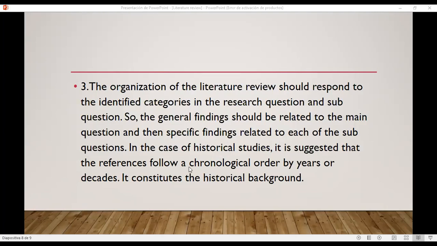And it is also suggested to organize in a chronological order by years, okay? I said that it is suggested to work with studies not older than 5 years. So we should start in 2019, and then we continue with recent studies. Okay, that should be for the organization.